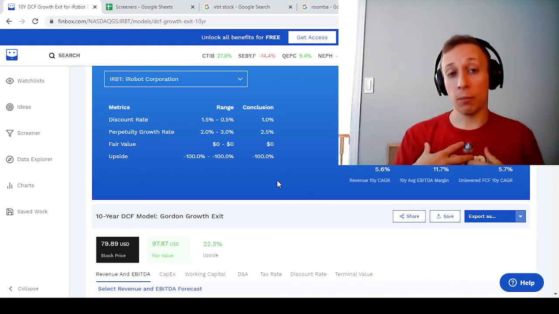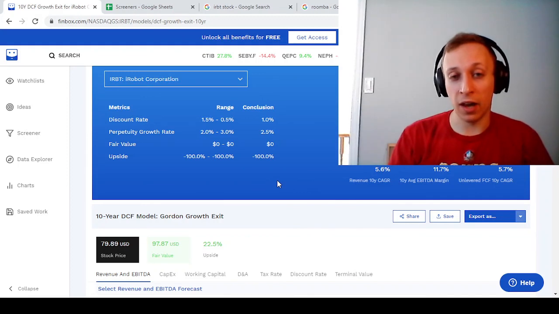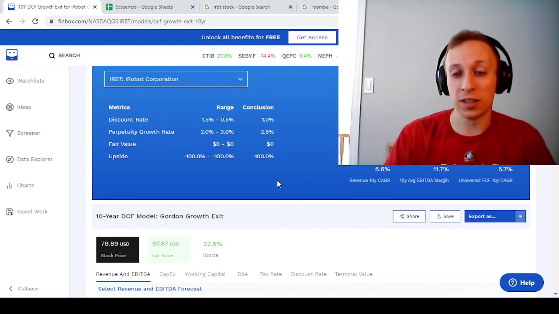So I will be looking much deeper at iRobot. I might even take a position in the next 24 to 48 hours. I'm a big fan, so hopefully that was of value to you. Check out iRobot, do your own research. This isn't advice, but I think that this is an interesting company.